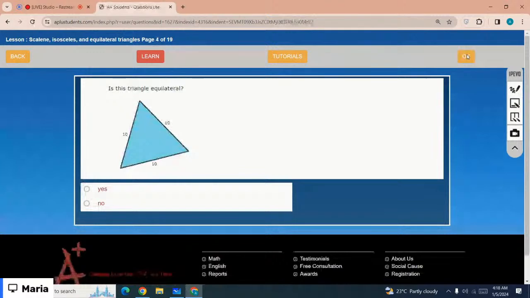Okay, the next one is, is this triangle equilateral? Yes or no? Which is the correct option? The correct option is yes, it is an equilateral triangle. Very good.